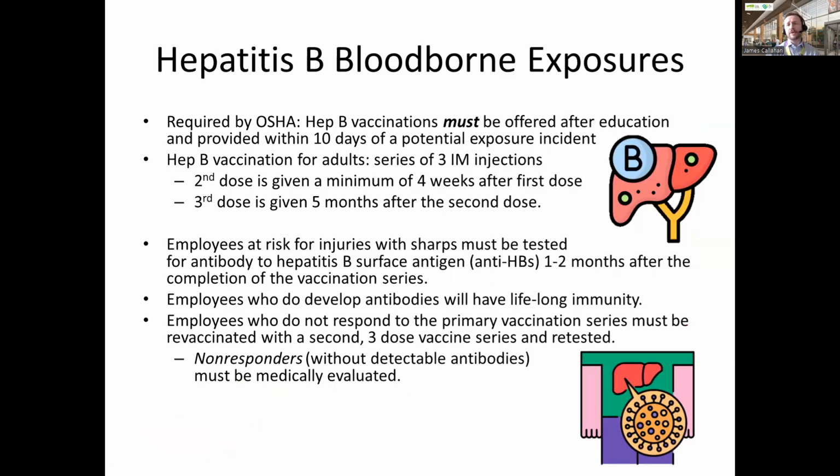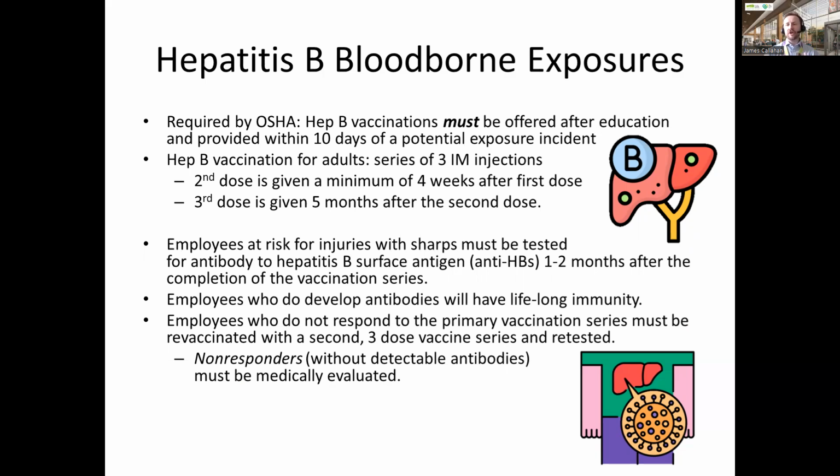So when you think about needle stick injuries, everybody jumps to a concern about HIV. The real risk to staff, which is arguably more prevalent and carries a greater risk of transmission after exposure, is hepatitis B. So to manage this risk, OSHA again requires that Hep B vaccines must be offered with education provided within 10 days of potential exposure incidents.